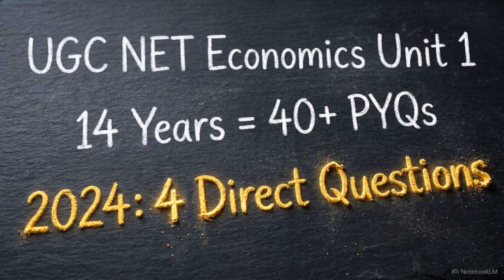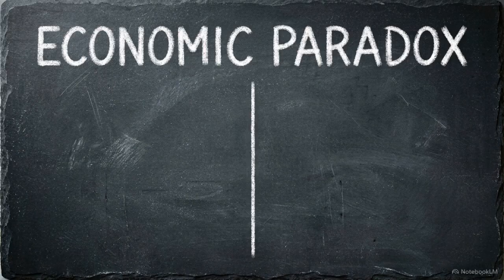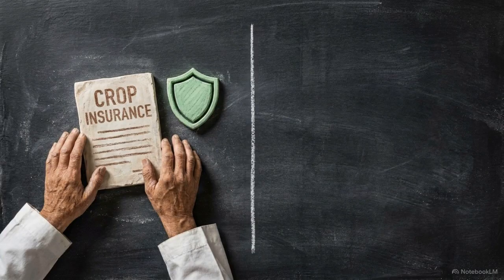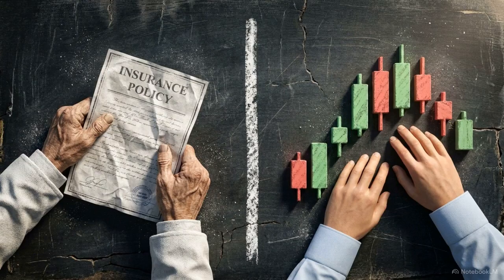4 questions. In the 2024 UGC NET Economics exam alone, 4 direct numericals were pulled straight from the mathematics of risk and uncertainty. To master these calculations, we first have to reconcile a central contradiction in economic behavior.